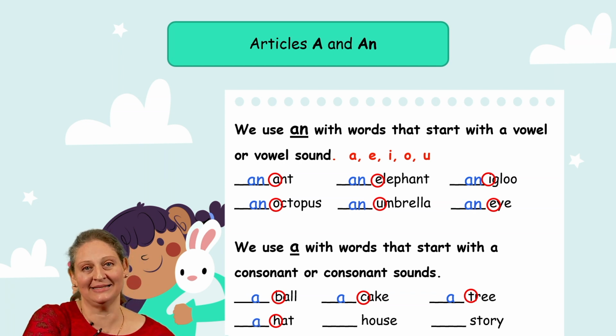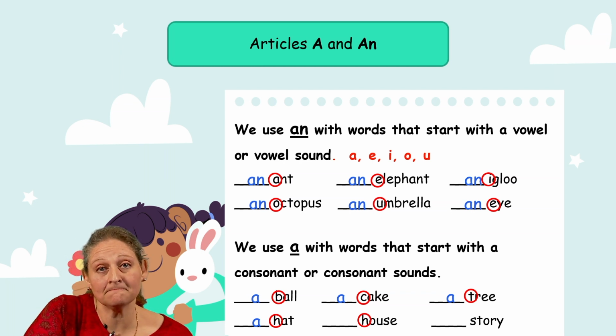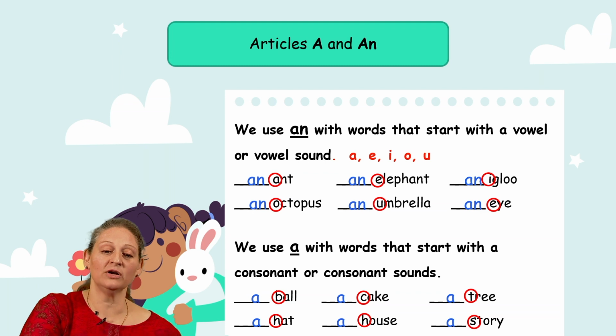A hat, very good. Next word, house. Circle the first letter. Is it a vowel or a consonant? It's a consonant. So what do we write? A house, one house. Next word, story. Circle the first letter, S. Is it a vowel or a consonant? Yes, it's a consonant. So what do we write? A. Good.